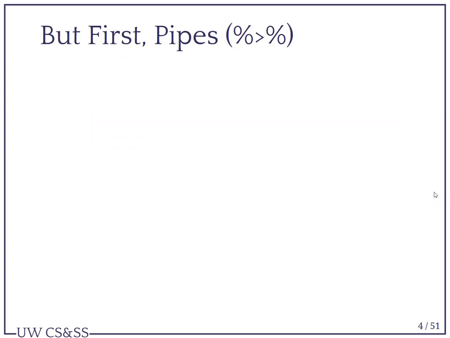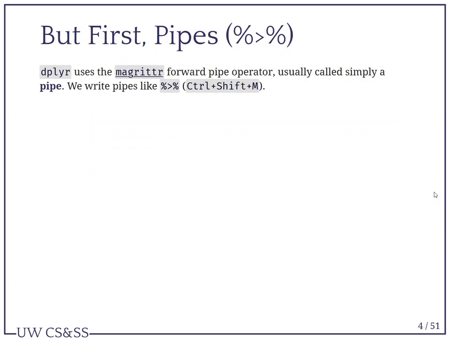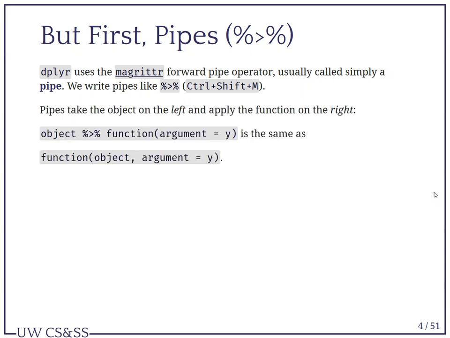So we talked a little bit about pipes. I introduced them to you last week, and I know that some of you used them in your homework. Let's talk a little bit more about the nuances of them and why we would find them useful. So dplyr uses the magrittr forward pipe operator, usually simply called a pipe. We write pipes by using the % greater than %. You can also type Control-Shift-M, or if you're on a Mac, Command-Shift-M. Pipes take the object on the left and apply it to the function on the right. This is all they do.